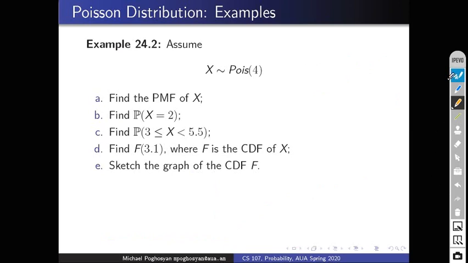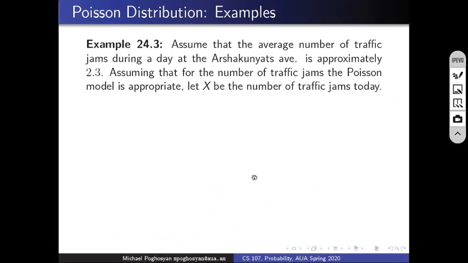Okay, so let's move forward. The next example: assume that the average number of traffic jams during a day at the Arshakuniats Avenue is approximately 2.3. Assuming that for the number of traffic jams the Poisson model is appropriate, let x be the number of traffic jams today. x is a random variable, we do not know the exact value, but we know the distribution, it is Poisson with parameter 2.3.